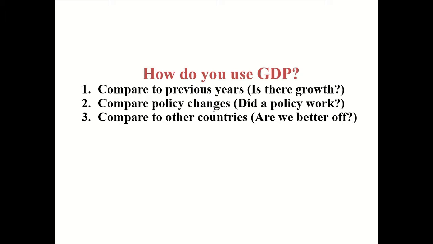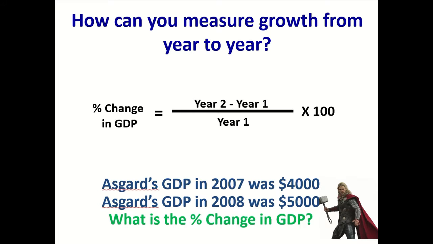Well, one, we want to know, is there growth? We want to compare policy work. If the president is saying, hey, we've done this, or congressmen and women are saying, hey, we've done this and this and this, and look what it's been doing to our economy, we've had gross domestic product growth. That's important for them. And then we want to know, comparing it to previous years, are we better off?